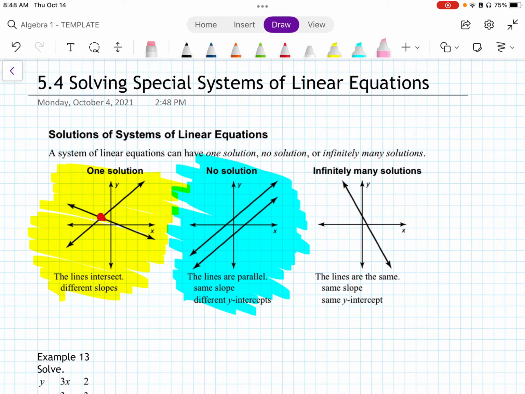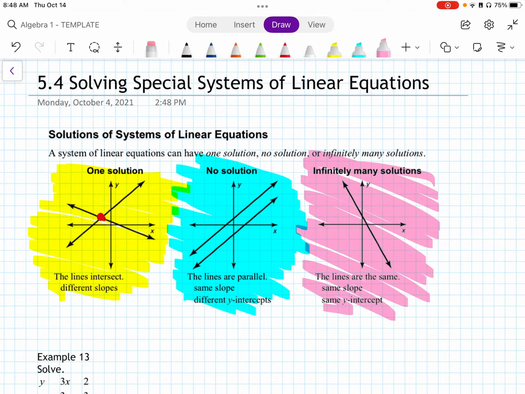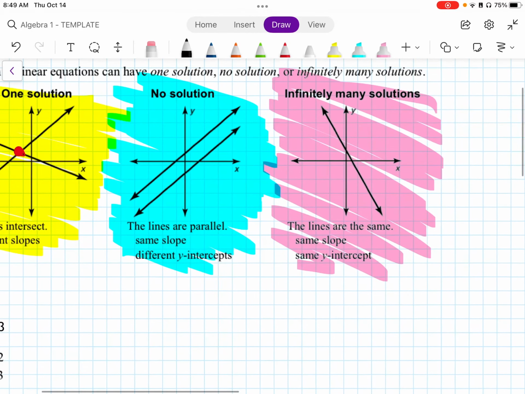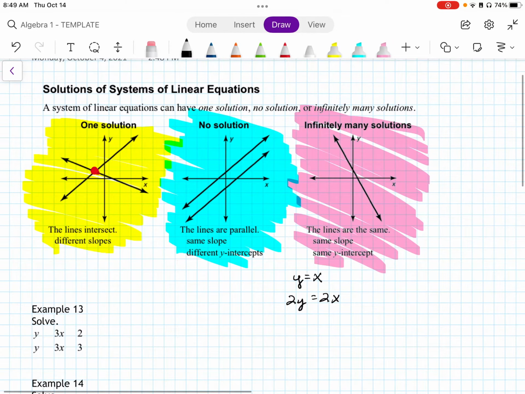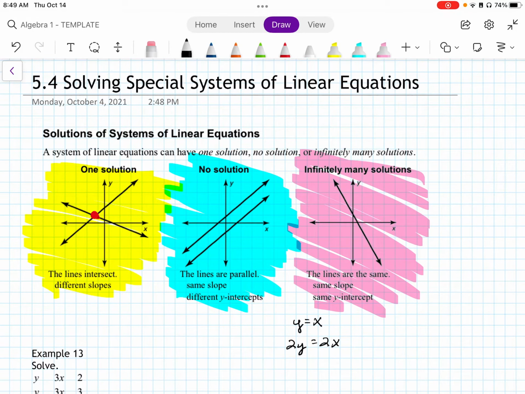And then let's look at the next one. We have infinitely many solutions, and that would be if they happened to list the same line twice, right? And they don't necessarily have to look exactly the same. It could be something like y equals x, and then 2y equals 2x, right? I could turn either of those into the other one by either multiplying or dividing by 2. So they're not necessarily going to give you the same exact line every single time, but they'll give you two equations that you could manipulate to turn into the other one. So that would be infinitely many.